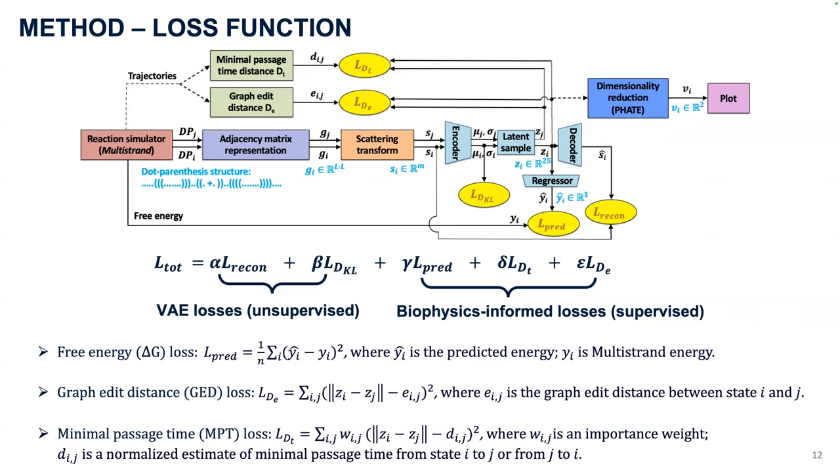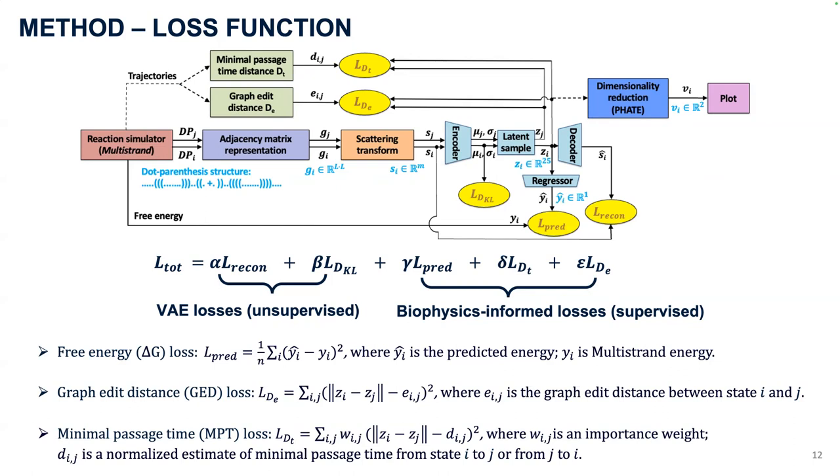The free energy loss is calculated by the mean squared error between the predicted energy term and the multi-strand generated energy. The graph edit distance loss is calculated by taking the pairwise Euclidean distance between state I and J in the variational autoencoder latent space, and subtracting the graph edit distance between the state I and J.